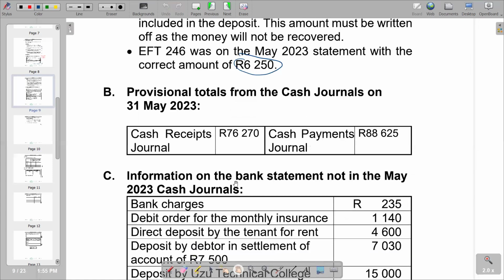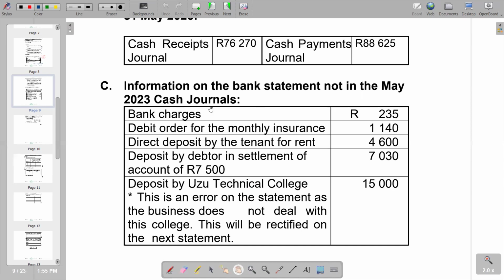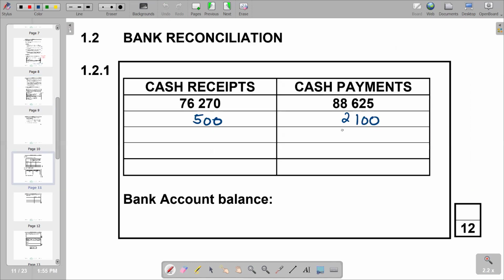So we go to information C. Information on the bank statement, not in the May 2023 cash journal. So this information needs to be updated in the journals. We've got bank charges. Remember, they will be appearing on the debit side of the bank statement, so they should be in the cash payment journal. So we've got 235 in the cash payment journal. So we are saying this is CPJ. We refer to our CPJ and put our 235.